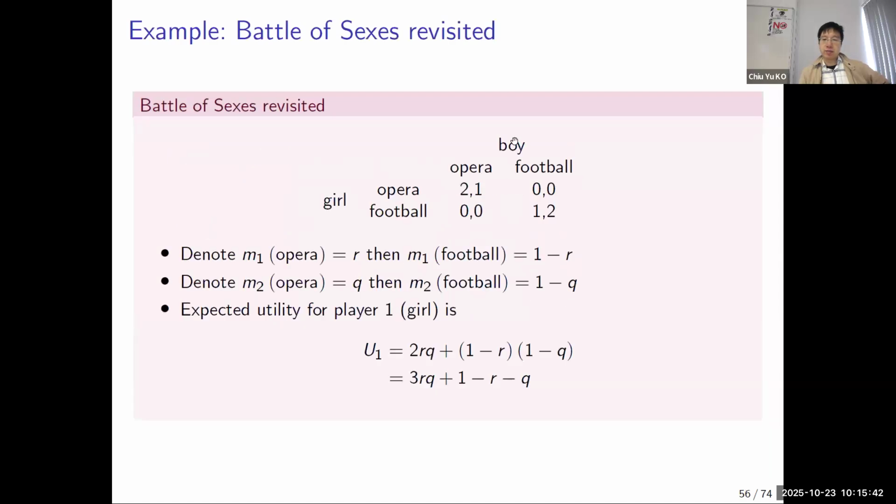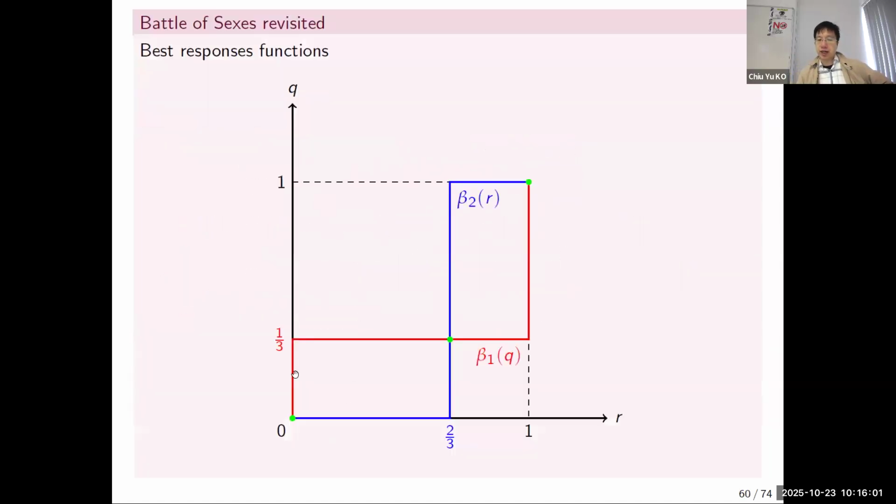Q is the probability that the boy chooses opera, right? If the boy is not likely to choose opera, more likely to choose football, then the girl should choose football, right? So that means that R is 0. So that's why we have this. Whereas at 1/3, it doesn't really matter what he's choosing, so we just go down here.